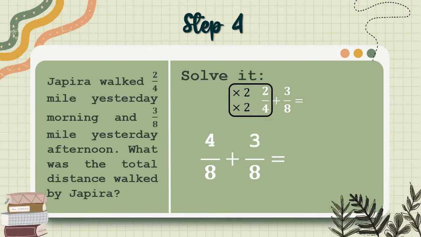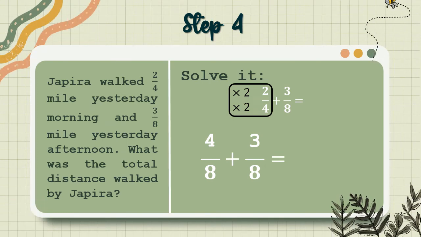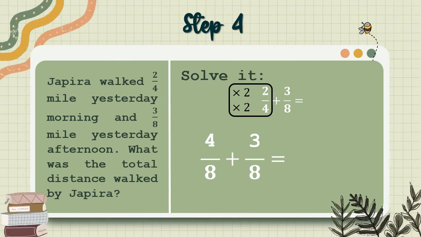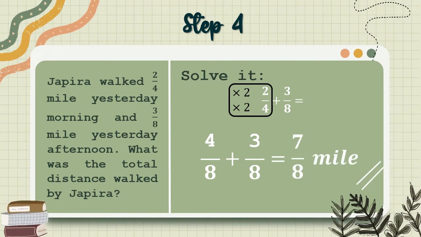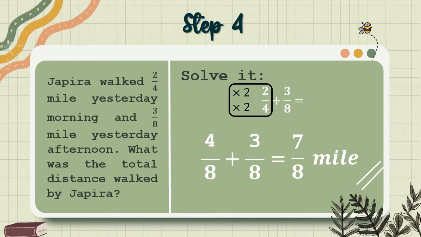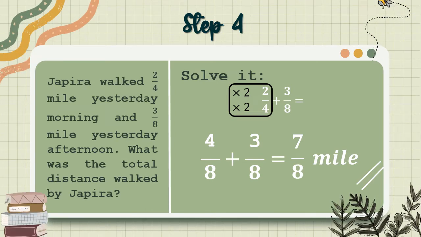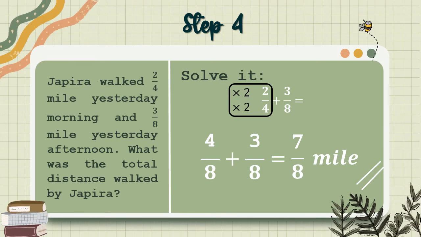3 over 8 is already good to go. So we're just going to add our numerators together. 4 plus 3 is 7. And our denominator, since the common denominator is 8, stays 8. So the total distance Zafira walked was 7 over 8 miles.